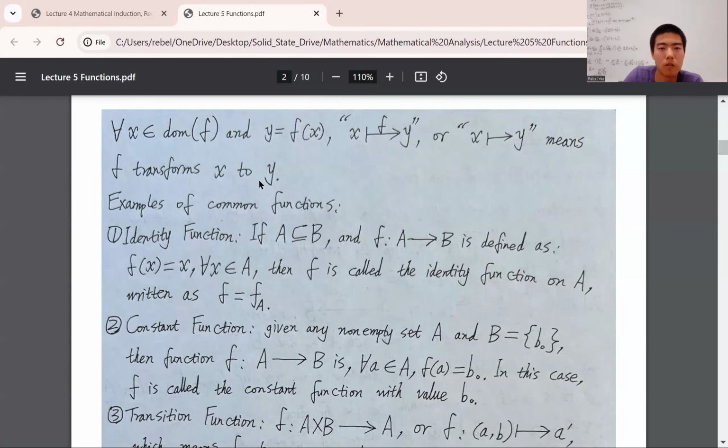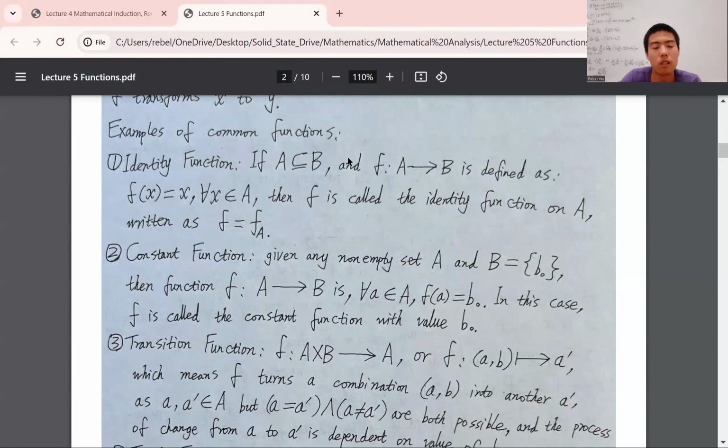So we see some special examples of functions. The first one is the identity function. As you can see, what's the identity element in the integers? It's one, because everything times one becomes itself. So one is called the identity element in the integers. If you studied abstract algebra before, or just by sense, identity always means that whatever it transforms, it always gives the original value.